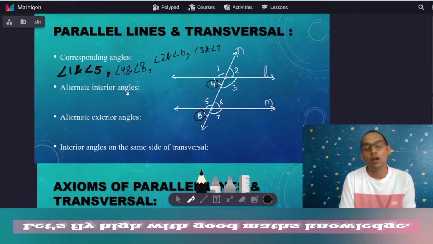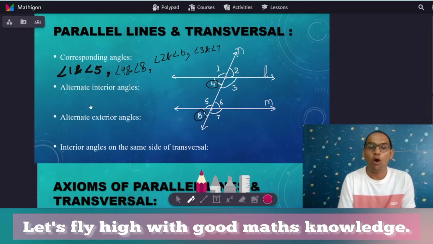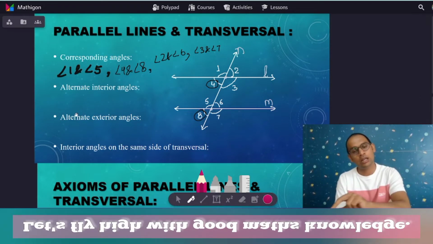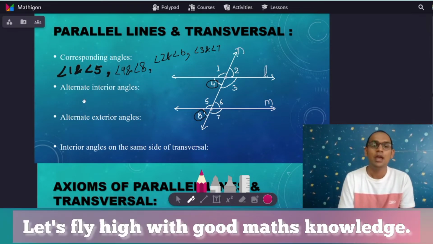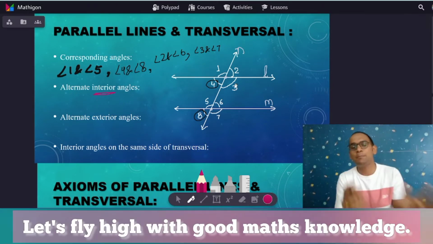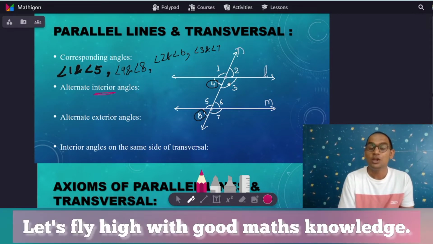Let's move on to alternate interior angles. What do we mean by alternate interior angles? Now, alternate means one after the other. When we talk about alternate numbers, 1, 2, 3, in this, 1 and 3 are alternate. We skipped 2, right? Alternate means one after the other. Interior means which is inside, in the inside part of these parallel lines or these two lines. We can say that. So let's try to observe.